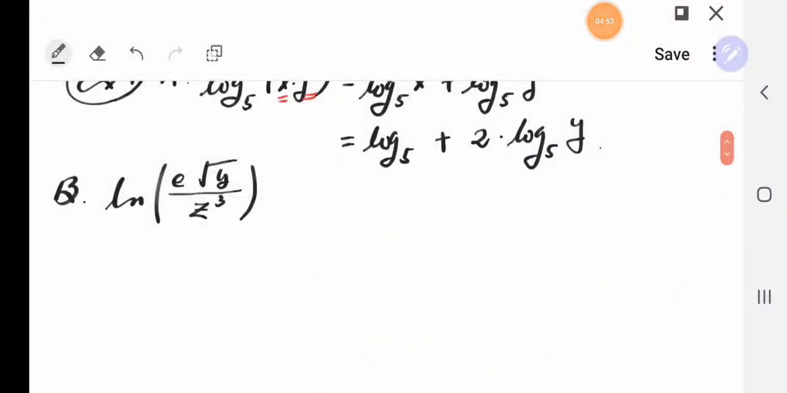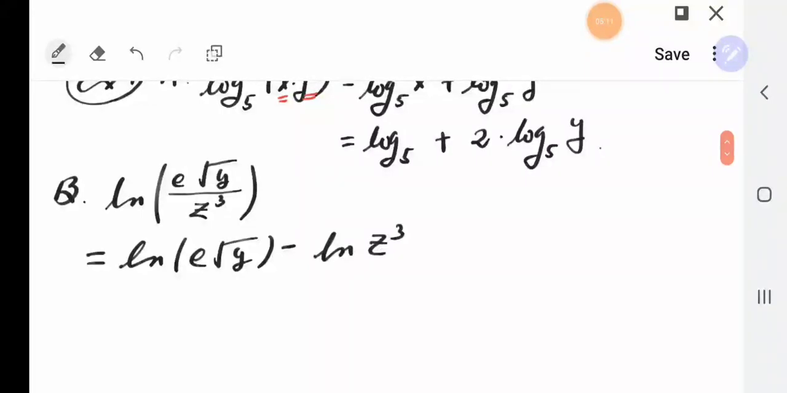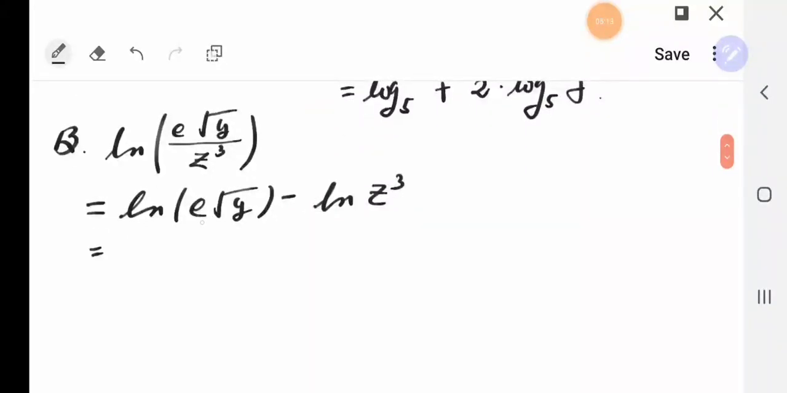Okay, letter b is a natural logarithm, ln. This is division, so let's make it a subtraction. So ln of e times the square root of y, minus ln z cubed. And the first one is also a product, e times the square root of y. This is a product, so let's make an addition: ln e plus natural logarithm of square root of y, minus ln z cubed.